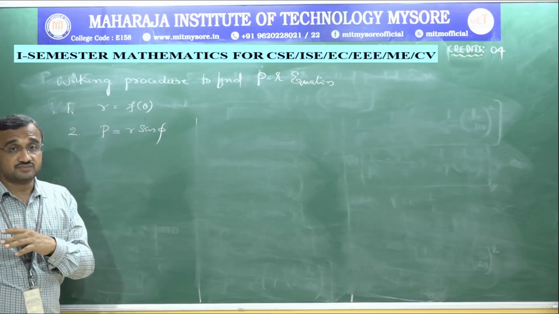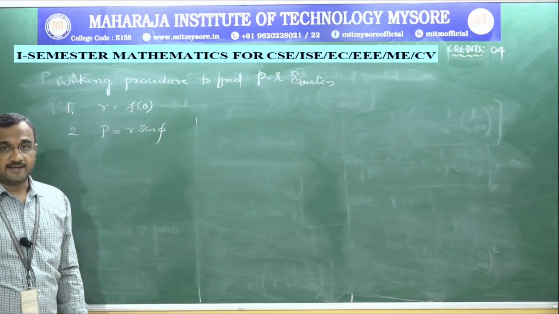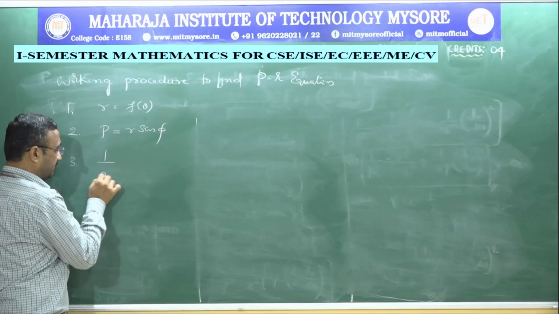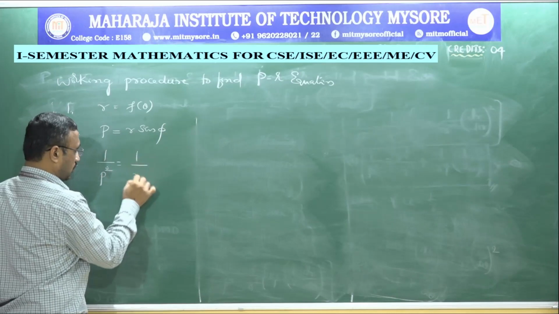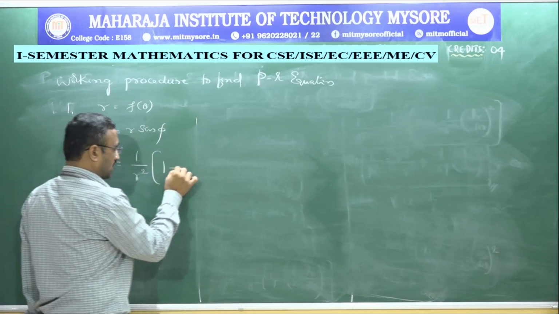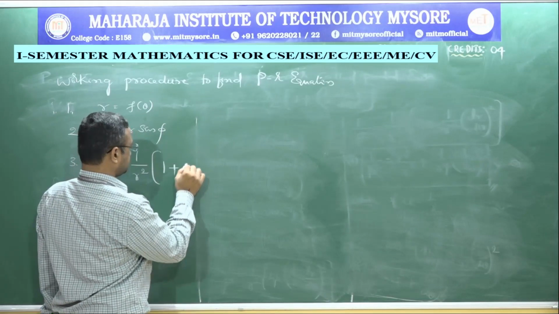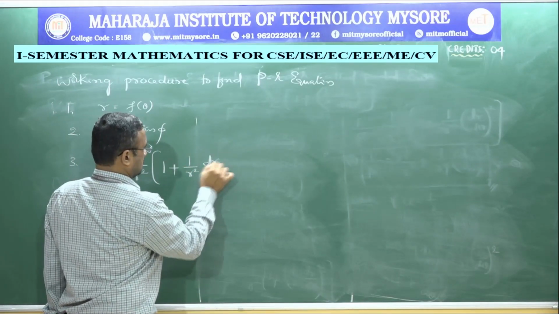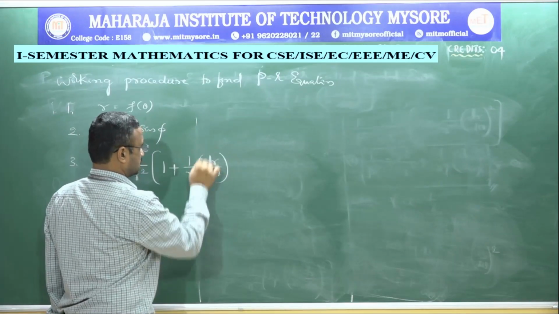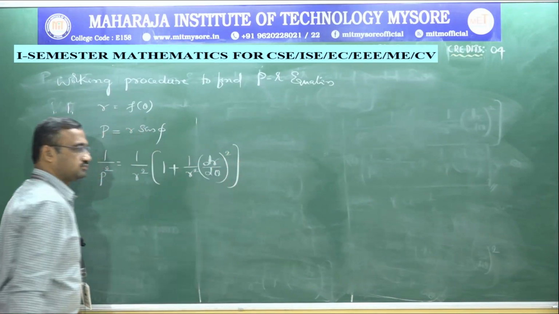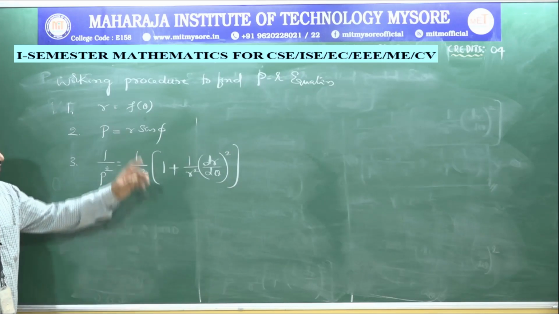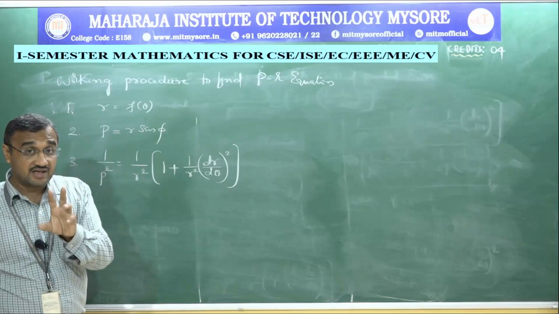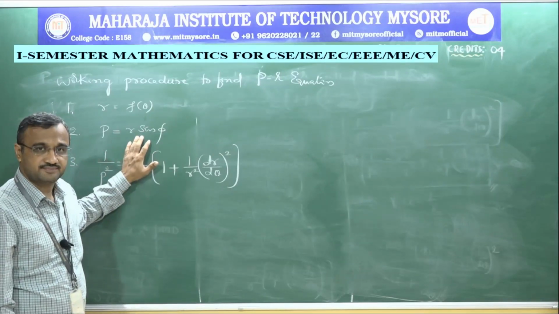Sometimes if you don't get the value of phi directly, in that case you have to use this formula for the pedal equation: 1 by p square equal to 1 by r square, then 1 plus 1 by r square into dr by d theta. Okay, if you get the phi value directly, you can use this relation for finding the pedal equation.